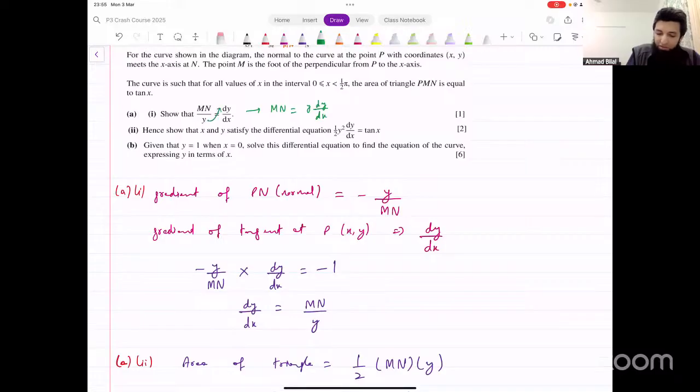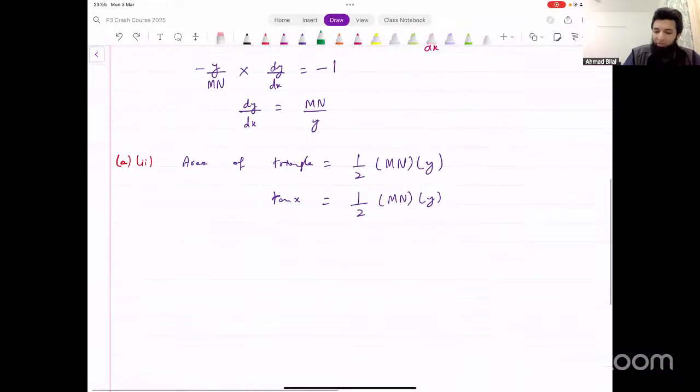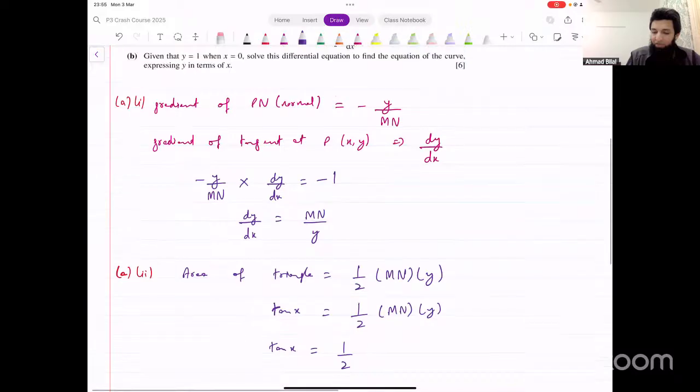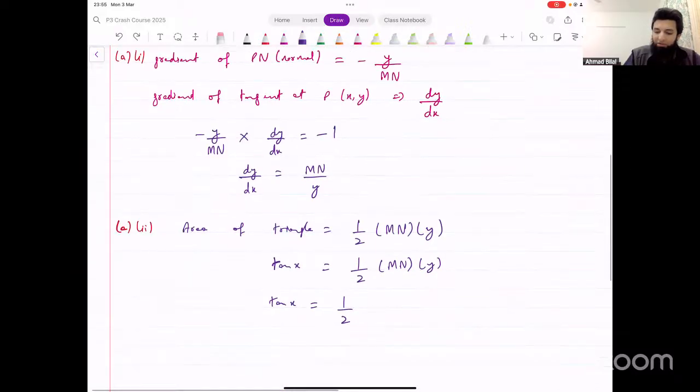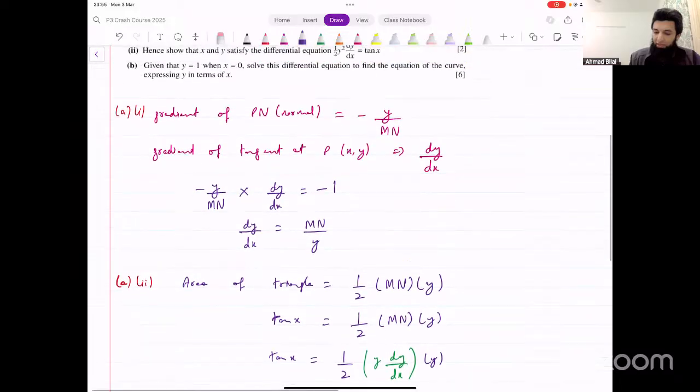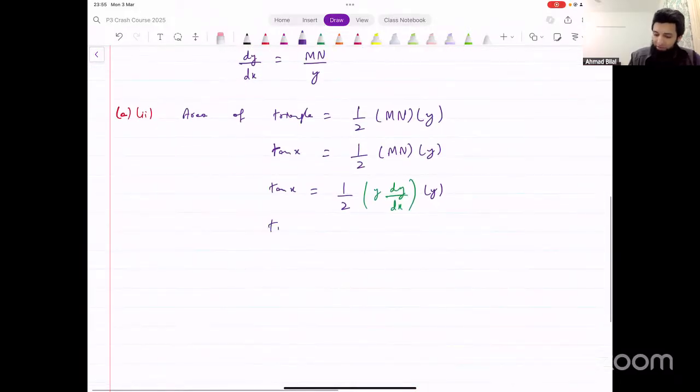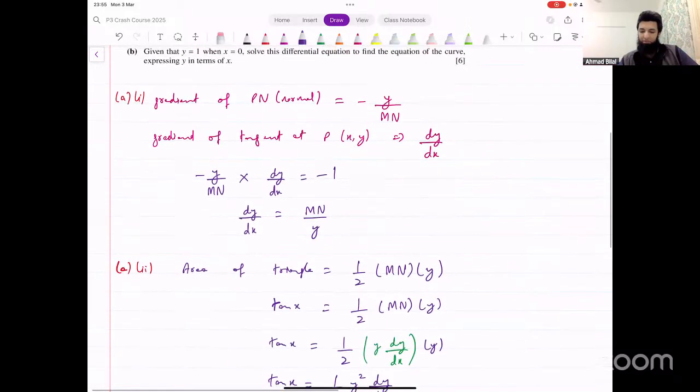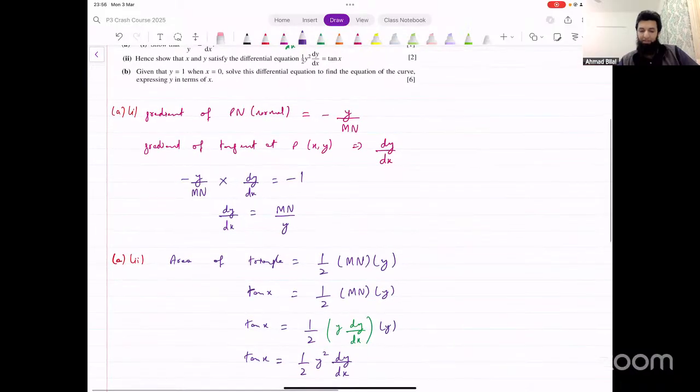If we multiply y on the other side, it becomes y into dy over dx. We can input that here, and that gives us tan x equal to 1 over 2, and in place of MN, you put y into dy over dx, times y. And that's it. You've got the equation: tan x equals 1 over 2 y squared into dy over dx. Okay, so the second part was actually simpler than the first one. That's half y squared into dy over dx equals tan x. We have proved that equation.